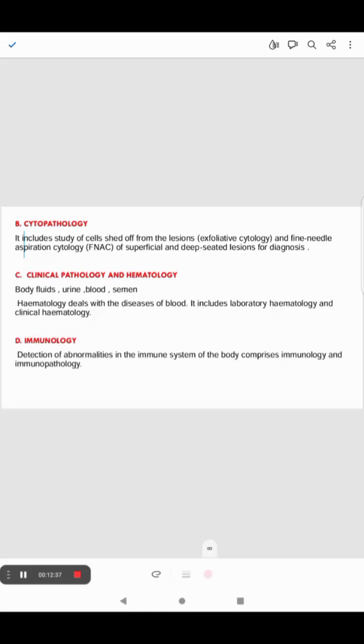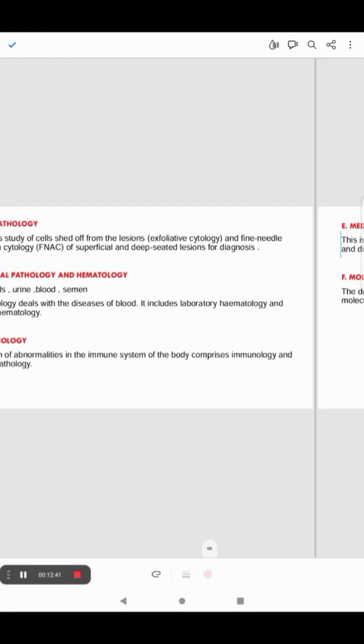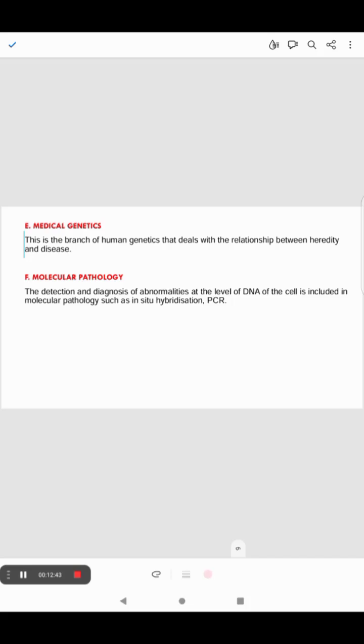Immunology means something to do with the immune system of the body and what is going wrong with the immune system. And one more division is medical genetics, where the relationship between heredity and disease is considered. And finally, the study at the molecular level, that is at the level of the nucleus, DNA, what we call polymerase chain reaction, in situ hybridization. They are all included under molecular pathology. Just know the terminologies, that's all.